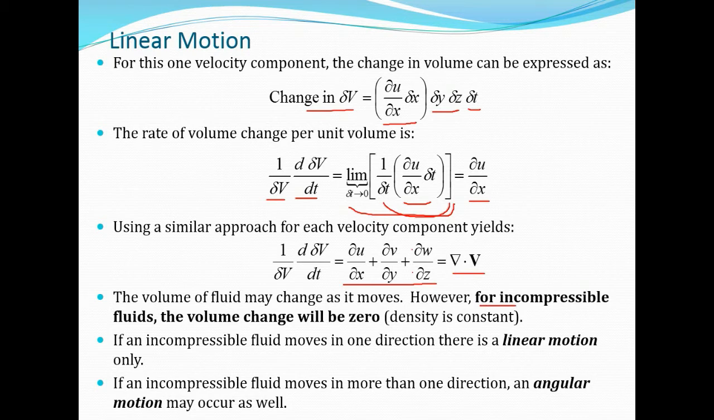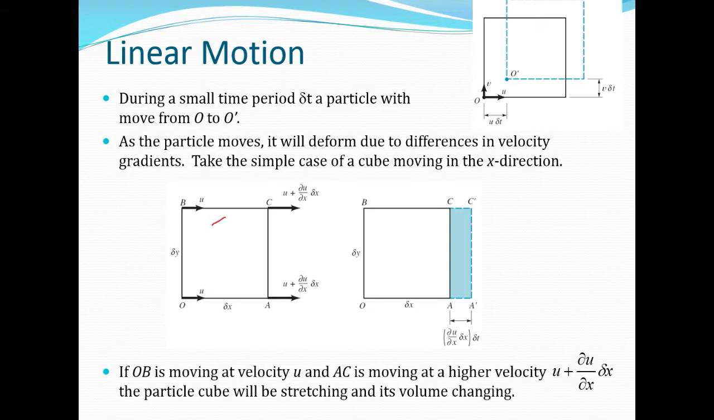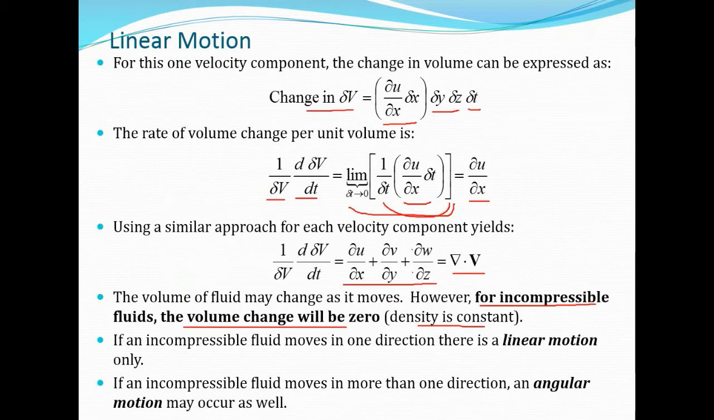So if we have an incompressible fluid, then the volume change will be 0 because density is constant. If we look back at this picture, we notice that if we have the same amount of mass in this square and we try to stretch it out, we can't get the same density anymore, because there's going to be mass spread out over a greater area or volume if this was a cube. So what this is saying is that if we have an incompressible fluid, then it cannot stretch.